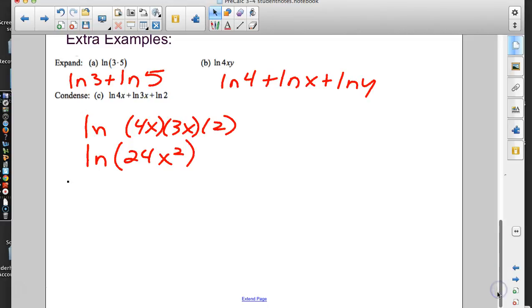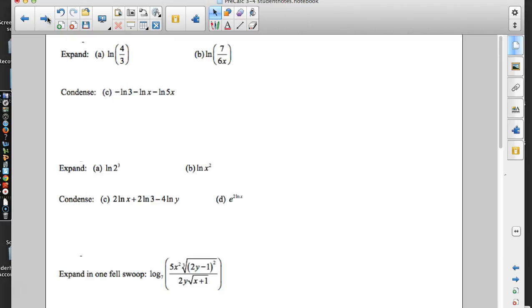So expand and condense, definitely necessary. Like I said, the condensing we're going to use a lot for solving logarithms. You use the expanding quite a bit in calculus to get it into pieces of natural log that are workable. So if we expand natural log of 4 over 3, what do we do to it?